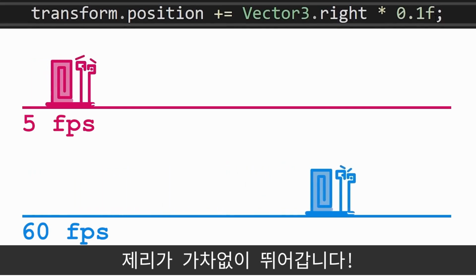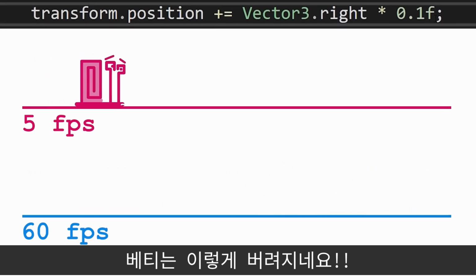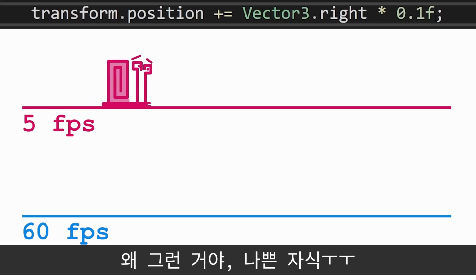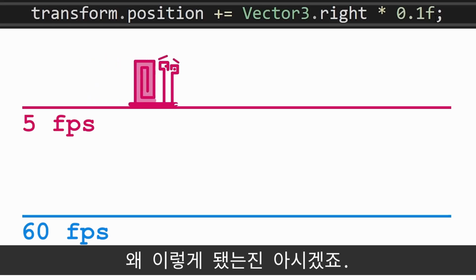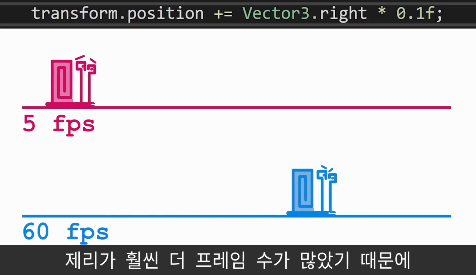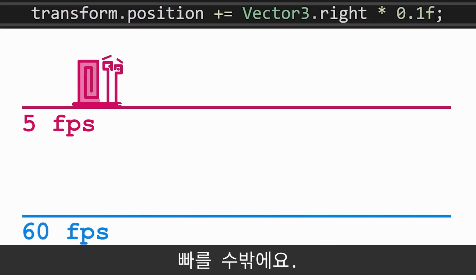Jerry is zooming away and Betty is left behind. You monster, what have you done? So obviously that's because both snails move the same amount each frame, but Jerry just has way more frames per second, so obviously he's gonna move fast.